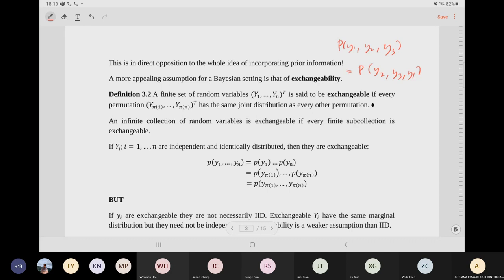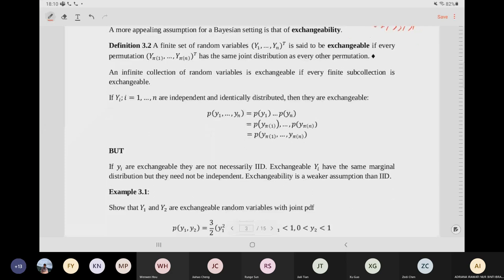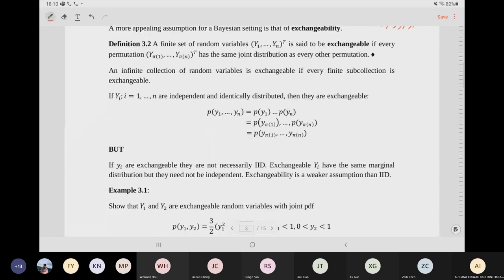Okay, so what does it mean, right? It means that if your Yi is IID, which is independent and identically distributed, then they are exchangeable. But if they are exchangeable, they are not necessarily IID. So it's not a two-way implication, it's only one way, right? Meaning that IID implies exchangeability, but exchangeability does not imply IID.